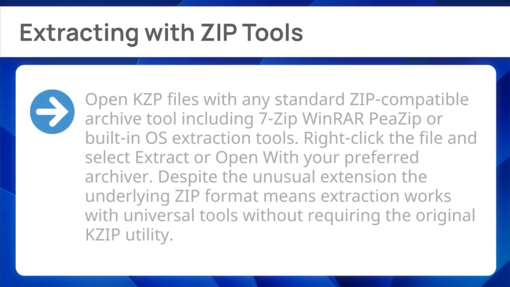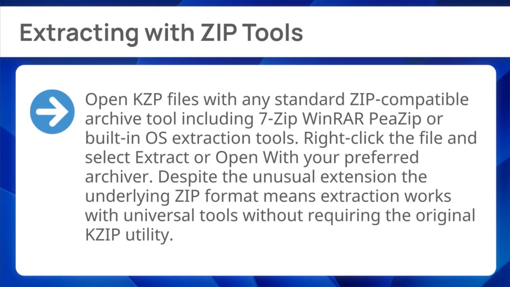First, extracting with zip tools. Open KZP files with any standard zip-compatible archive tool, including 7-zip, WinRAR, Kzip, or built-in OS extraction tools. Right-click the file and select Extract or Open with your preferred archiver. Despite the unusual extension, the underlying zip format means extraction works with universal tools without requiring the original Kzip utility.